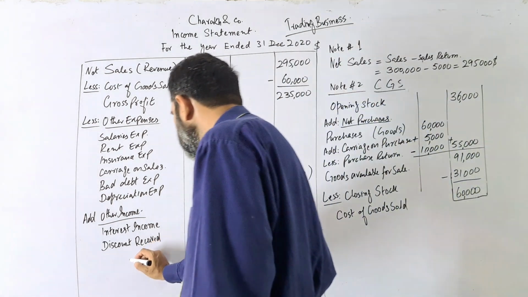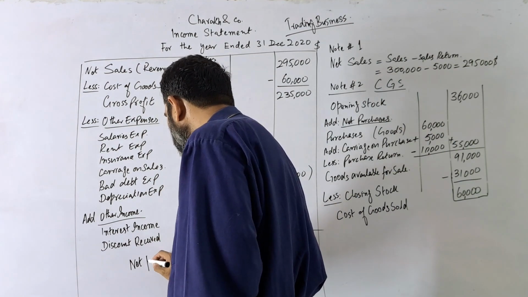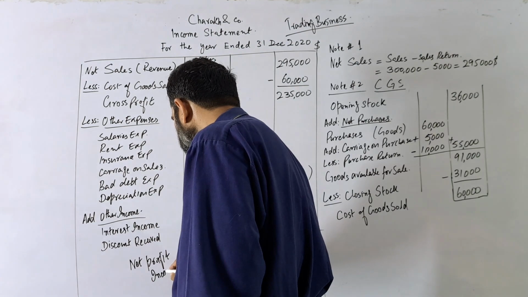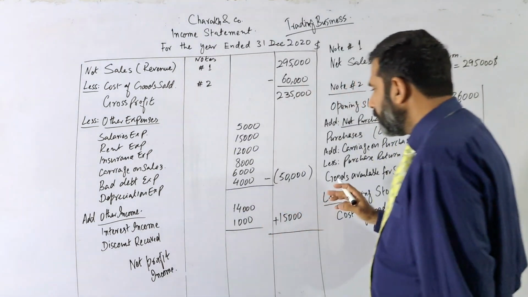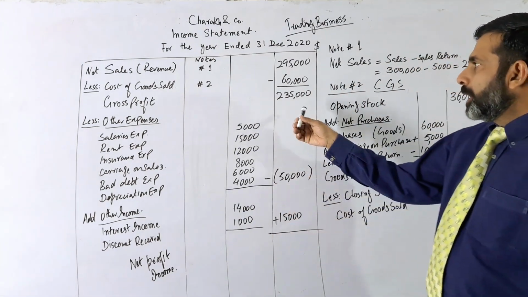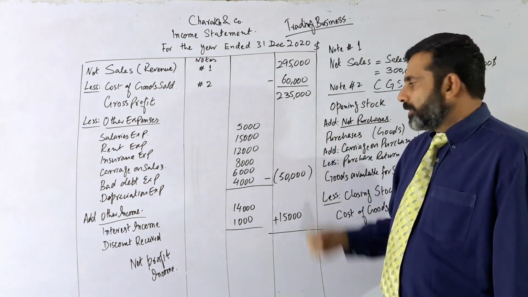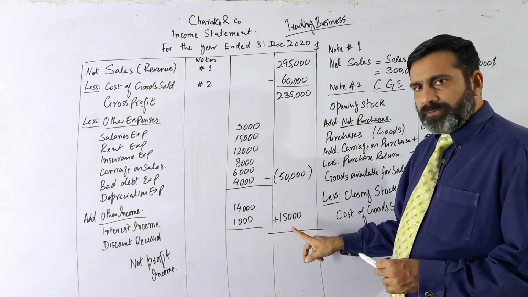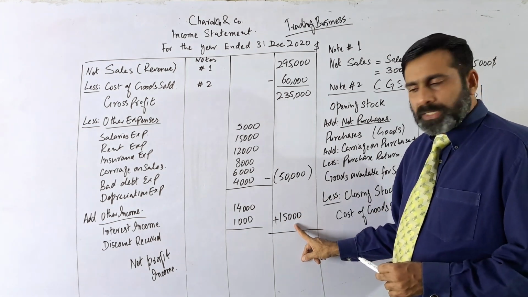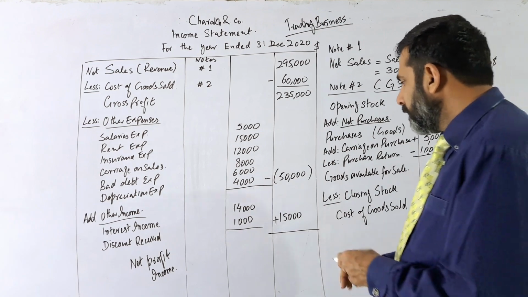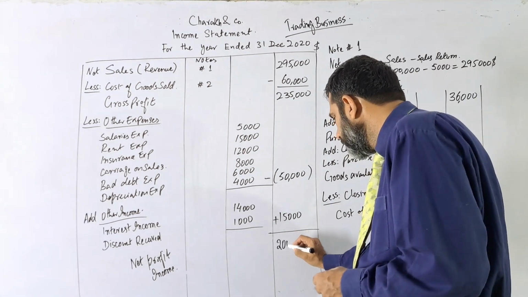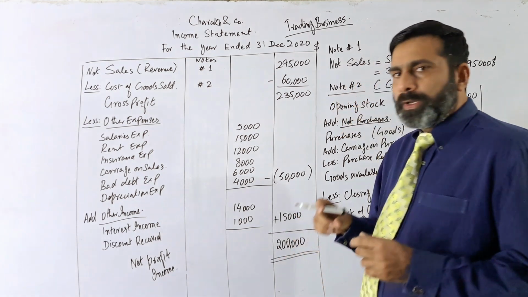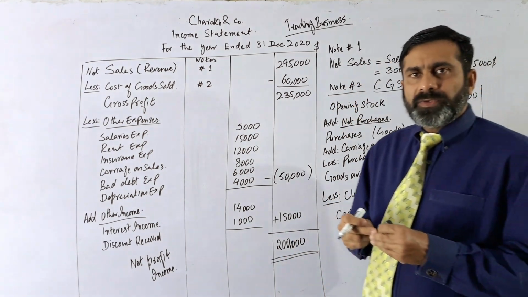So this is the net profit, or what we say the net income. So how will we calculate the net profit or the net income? We have a gross profit of 235,000. We will deduct that 50,000 from that, and we will add the 15,000 amount in that. So that amount of 200,000, if we calculate, is the net income or net profit of that specific period.